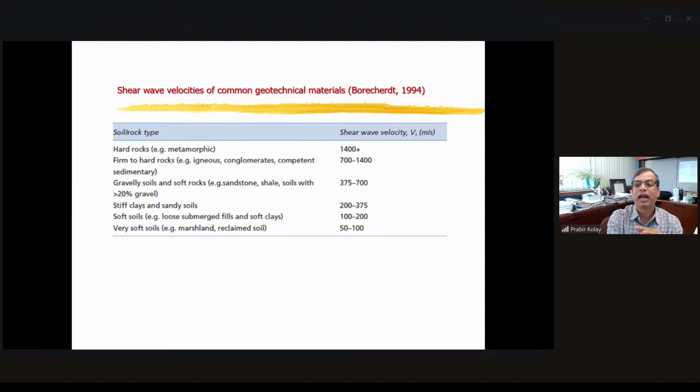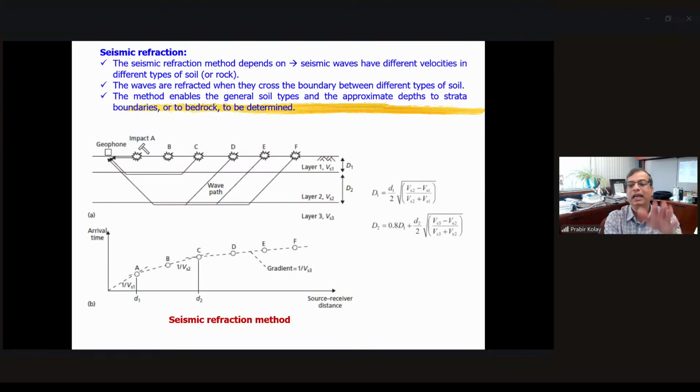From there you can easily find the shear wave velocity, as there is a relation, and also the shear wave modulus. We are not going into this detail, but if you want to design, you need to know the G value, the shear modulus, and the shear velocity for the different types of soil. From the shear wave velocity you have an idea what type of soil is there. If you know the shear wave velocity, you can then calculate the different depths.